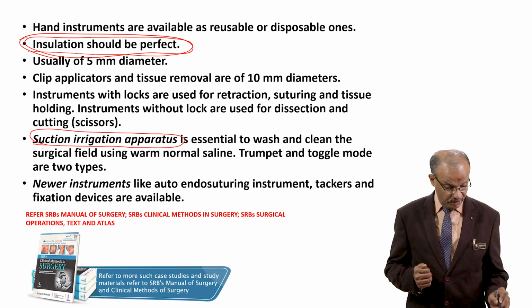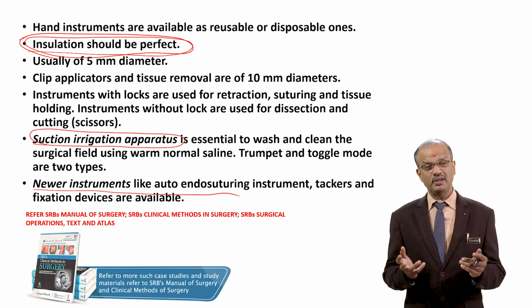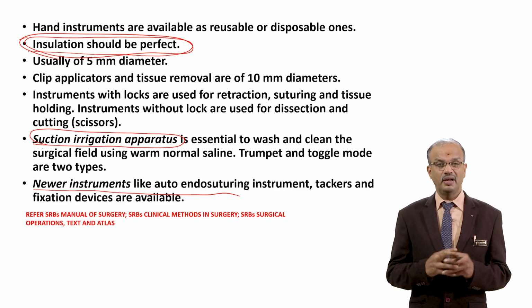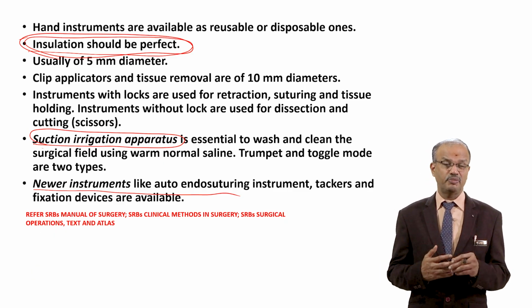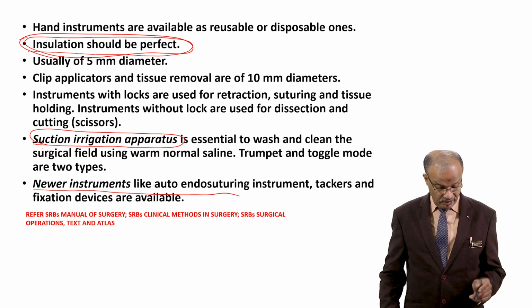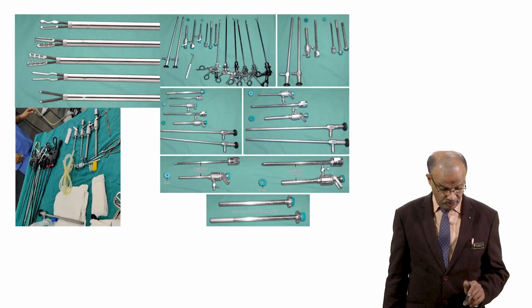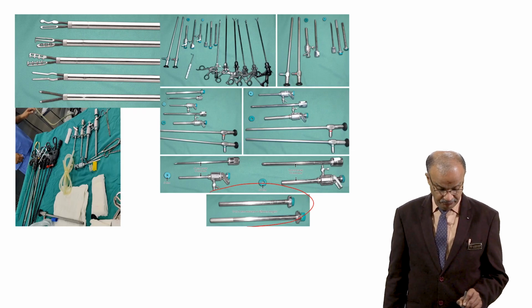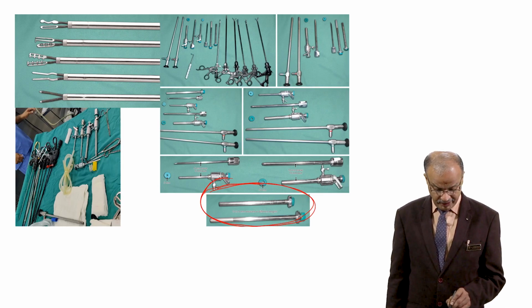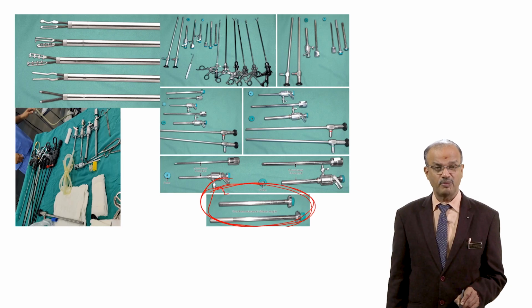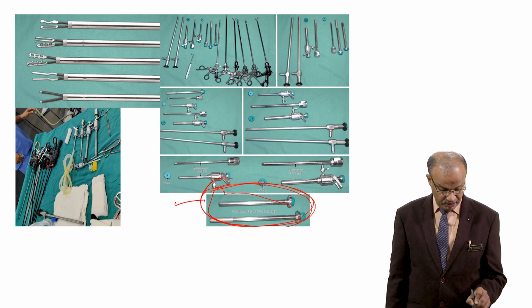Important, I already showed the picture. Newer instruments are also available: tackers, endosuturing instruments, different suture materials, newer ones. Remember, these instruments look like this. This is the reducer, 10 to 5 mm. This is the reducer, again very, very important when you use a 10 mm port for a 5 mm instrument. So this is important, the reducer.